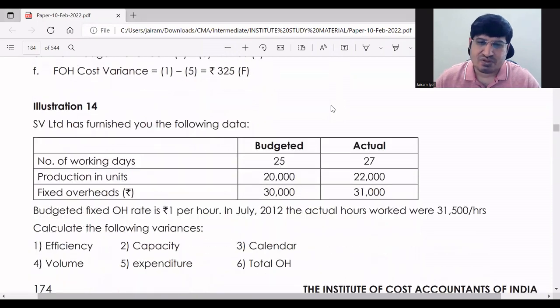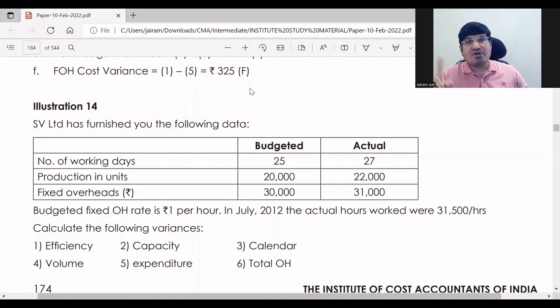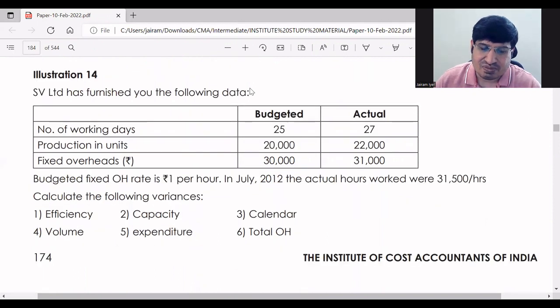ठीक है, तो चलो अभी अगला प्रॉब्लम देखते हैं. We'll see the 14th problem. ठीक है, after this there is one more problem of fixed overhead variance. ठीक है, 15th वाला, that is the last problem of fixed overhead variance. ठीक है, after that you have got fixed overhead variance, but clubbed with variable, where you have to find variable overhead variance as well as fixed overhead variance. ठीक है, so ये तो है आपका last. So 15th is the last independent problem of fixed overhead variance.